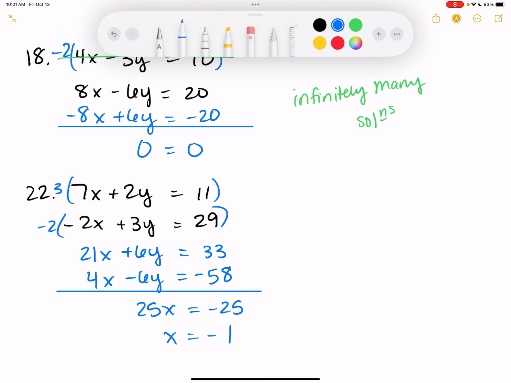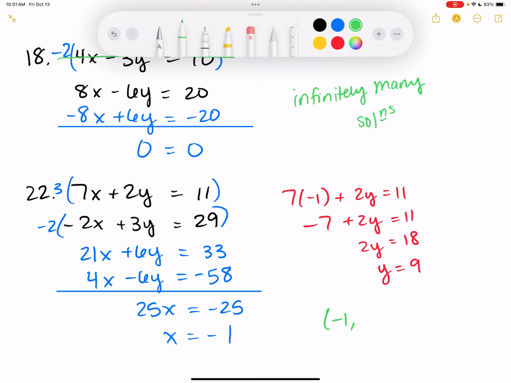Okay. All right, so 7 times negative 1 plus 2y equals 11. So negative 7 plus 2y equals 11. 2y equals 18. So y equals 9. So my solution is negative 1, 9.